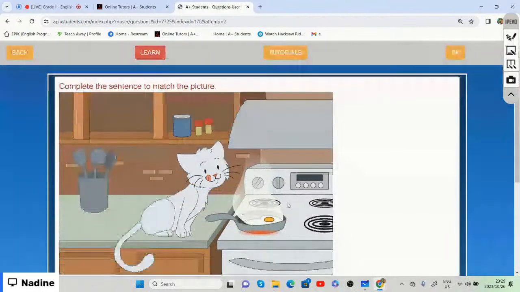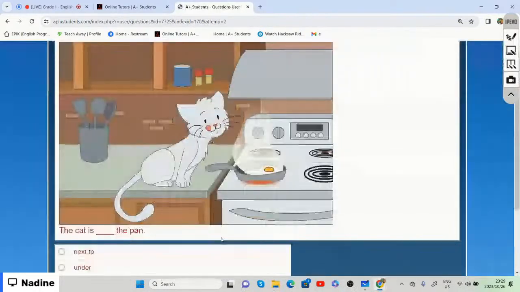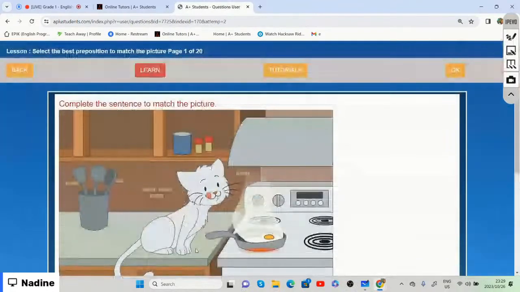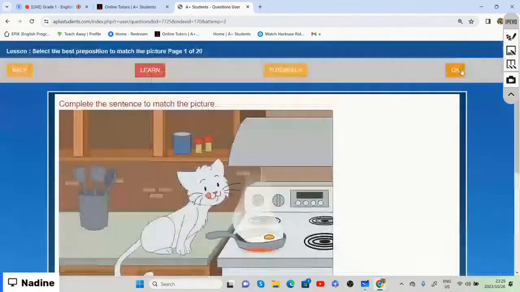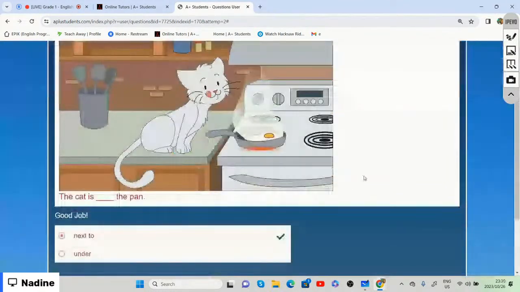If we look at the picture with the cat and the egg in the pan, we need to complete the sentence to match the picture. The cat is in the pan. Is the cat next to the pan or the cat is under the pan? So we can say the cat is next to the pan. And that is correct. So next to.